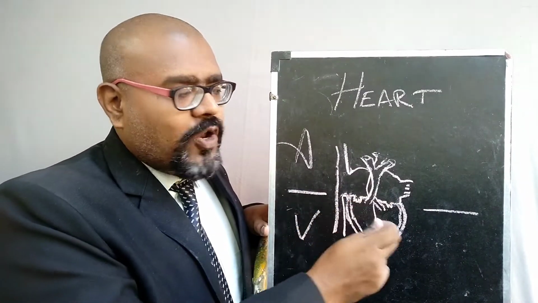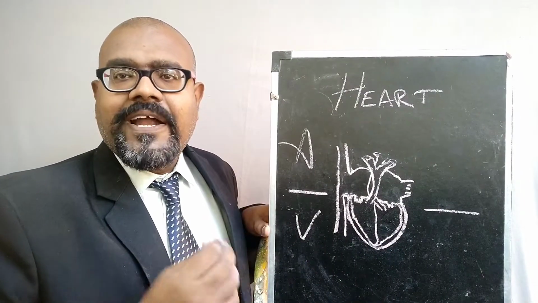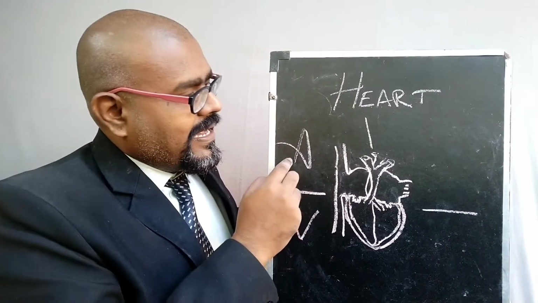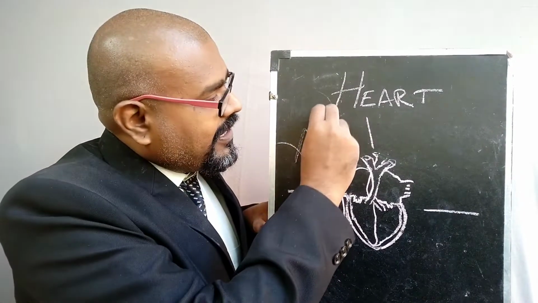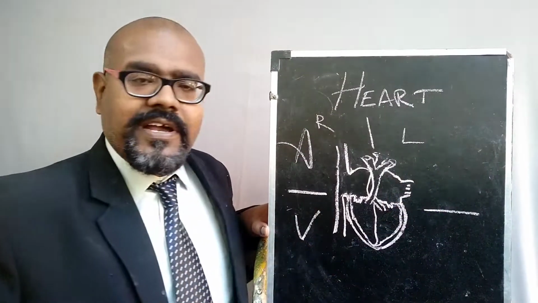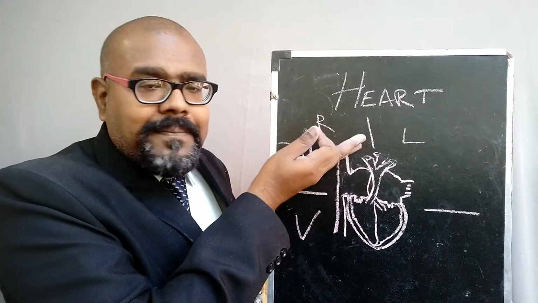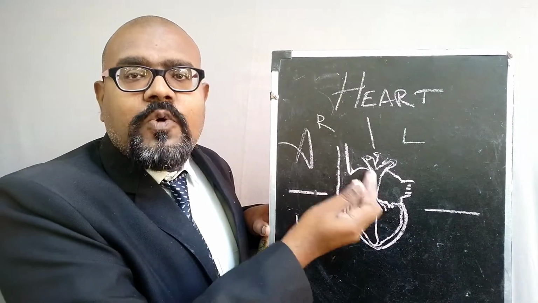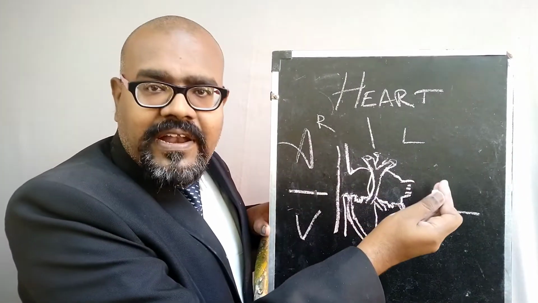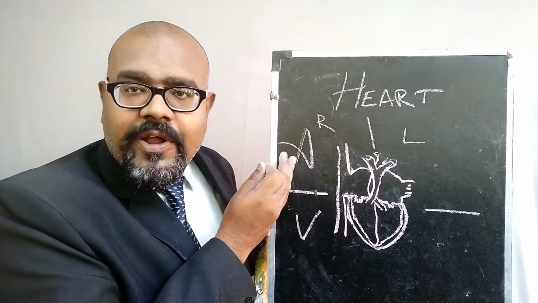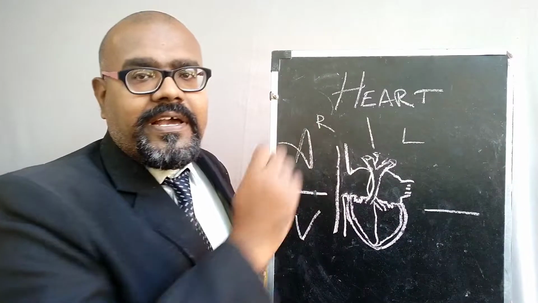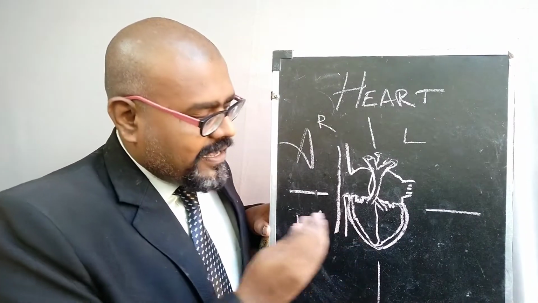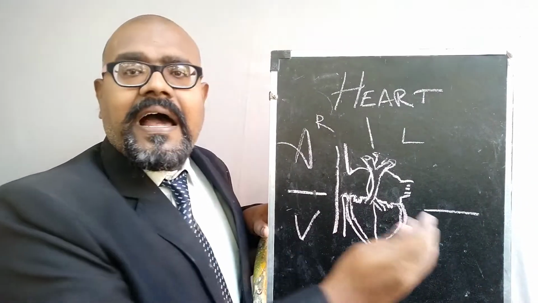Further, this upper chamber and lower chamber can each be divided into two. This is your right auricle. This is your left auricle. Upper chambers are auricles, lower chambers are ventricles. Furthermore, we can divide the upper chamber into the right upper chamber and the left upper chamber. The right upper chamber is called the right auricle. The left upper chamber is called the left auricle. Similarly, we can divide the ventricles into two, that is the right ventricle and the left ventricle.